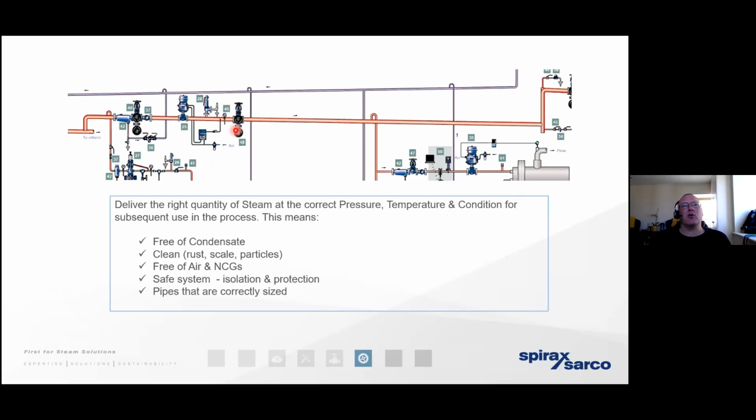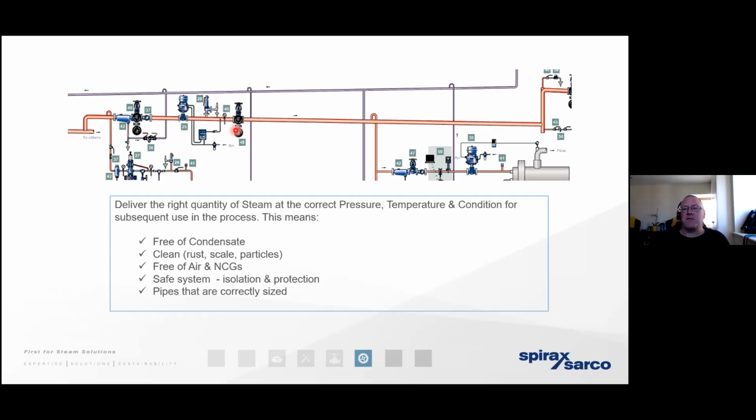So when we're talking about good condition, we're typically talking about the steam being as dry as can be by removing that condensate. We're talking about removing any rust or scale that may be present. We're talking about venting away any air and non-condensable gases. Good working practice to observe safe isolation of any capital equipment. And we want to ensure that the pipes have been correctly sized as well.